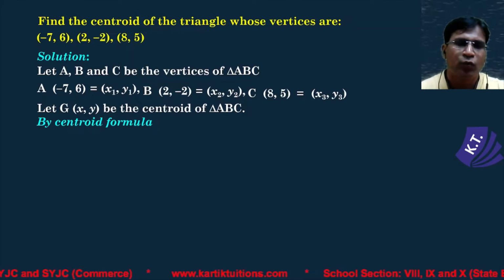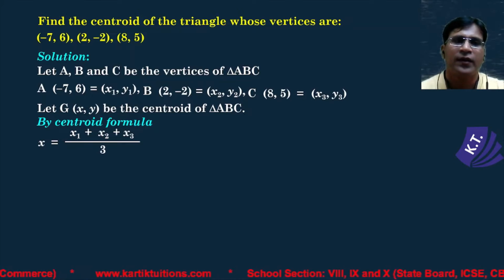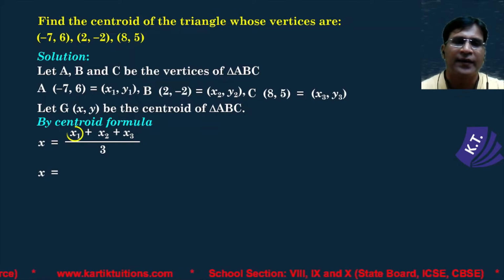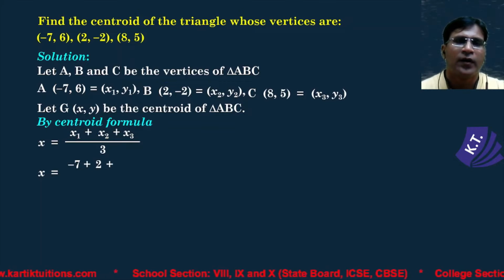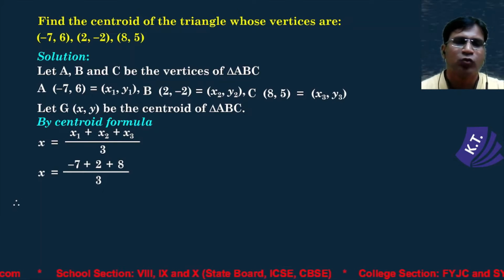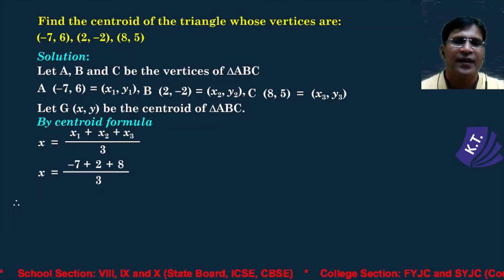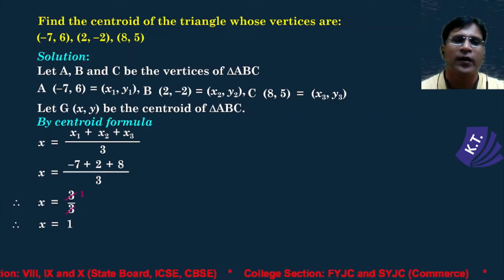Now, what is the centroid formula? x is equal to (x1 plus x2 plus x3) upon 3. Our x1 here is -7. So, (-7 plus 2 plus 8) upon 3. Now, -7 plus 2 gives us -5. Plus 8 gives us 3. So it is 3 upon 3, which becomes 1. So x is equal to 1.